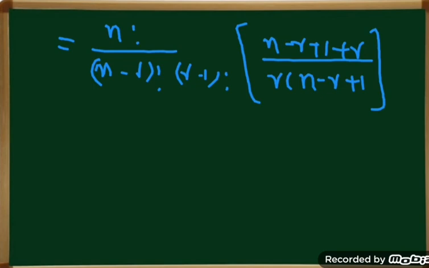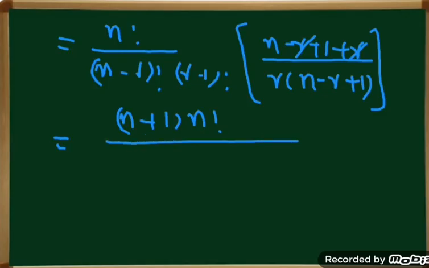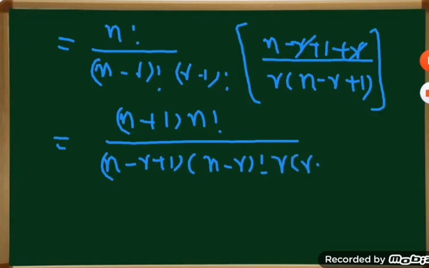Now this becomes, r cancels with r. This can be written as n plus 1 into n factorial divided by n minus r plus 1 into n minus r whole factorial and r into r minus 1 whole factorial.